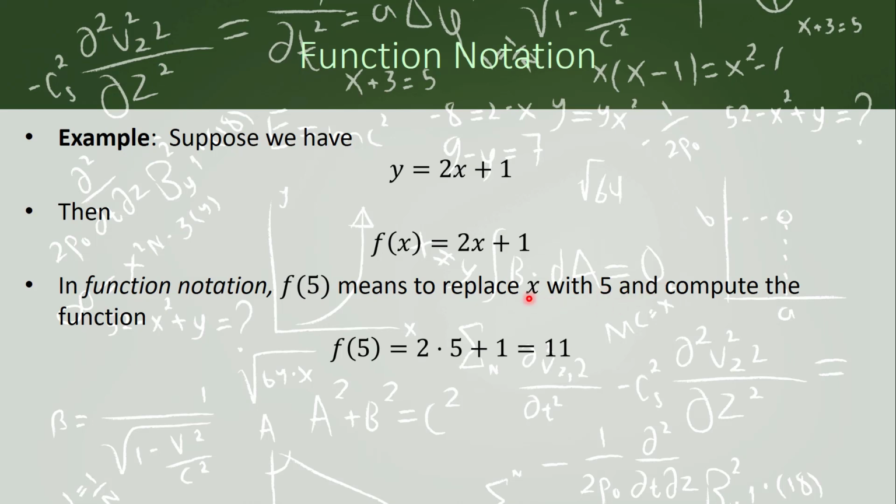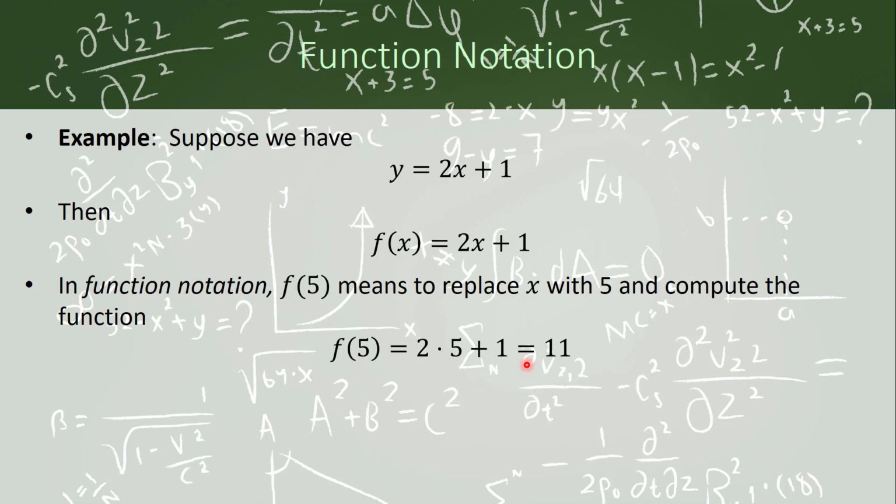And this means to replace x with 5 and compute the function. And that's what we do here. F of 5 is going to be equal to 2 times x, which now is being replaced by 5, plus 1. And that will be equal to 11. 2 times 5 is 10. 10 plus 1 is 11. And that is the basic gist behind function notation.